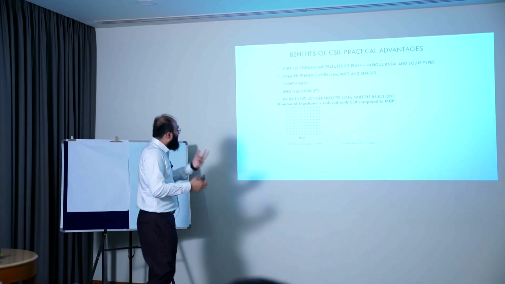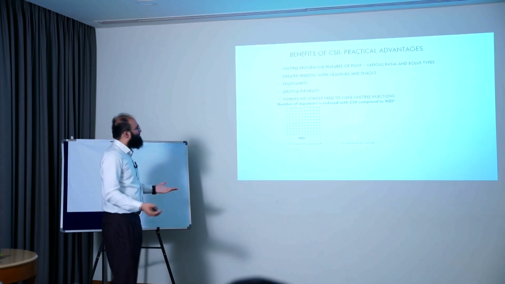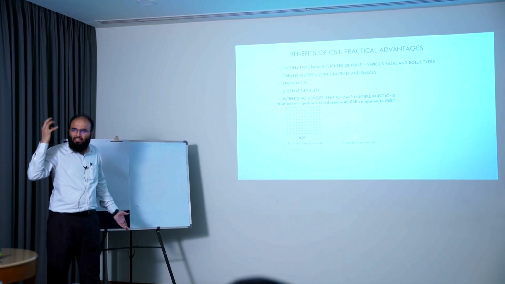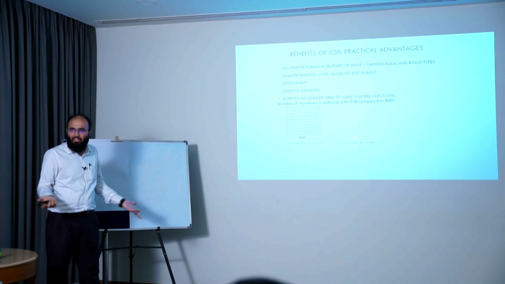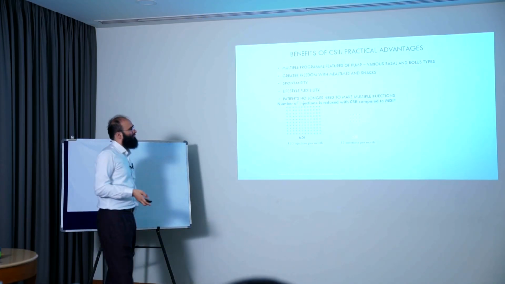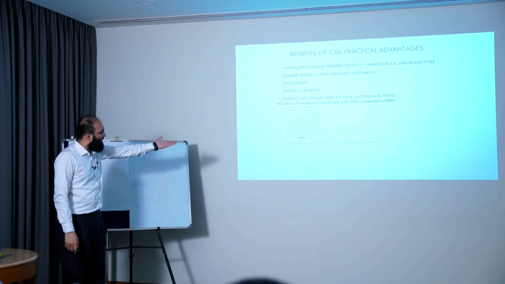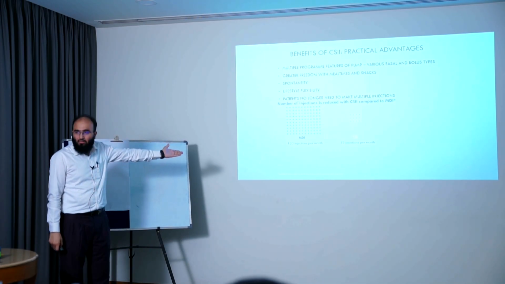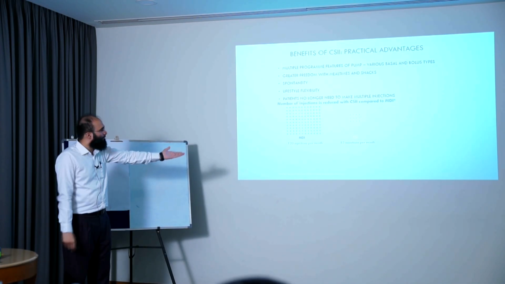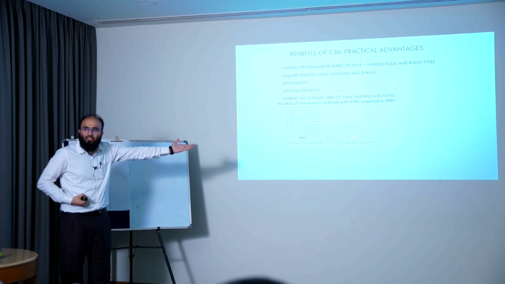bolus. And spontaneity, lifestyle flexibility, patients no longer need to take multiple injections. Like you said, the patient need not take insulin 10 times, 5 times, need not check sugars 5 times. And the number of injections is reduced with continuous subcutaneous insulin infusion compared to MDI. So here it is 120 injections per month. 120 by 30 is 4 injections at least per day. But here it is only 12 insertions per month.